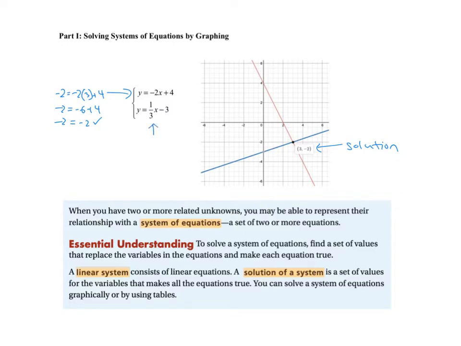And if I check the bottom equation, I plug -2 in for y, and I plug in 3 for x, and I simplify. 1/3 times 3 is 1, minus 3 is -2. So I've shown that point 3, -2 satisfies both equations and is the solution to the system of equations.